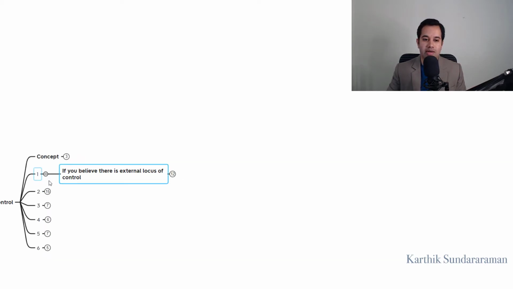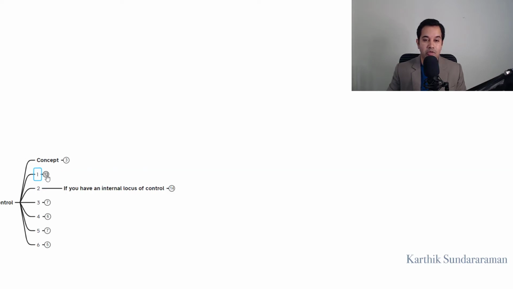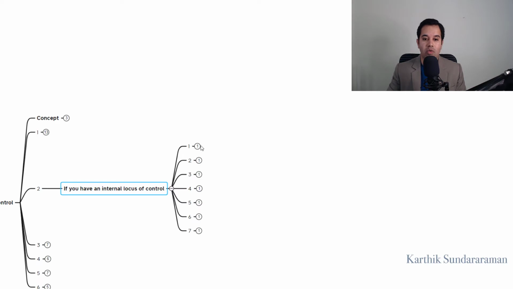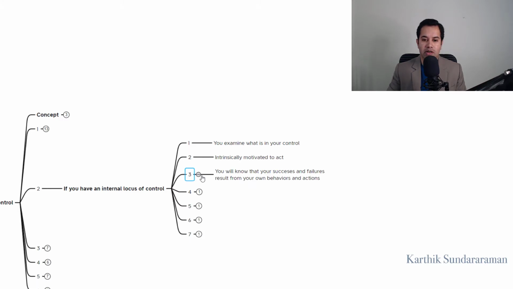Now let's look at the second type: if you have an intrinsic or internal locus of control, what happens? The first thing is you examine what is in your control, which is a great thing to do. Second, you are intrinsically motivated to act. Third, you know that your successes and failures result from your own behaviors and actions. Fourth, you're motivated and you take action. That's an amazing thing to do.